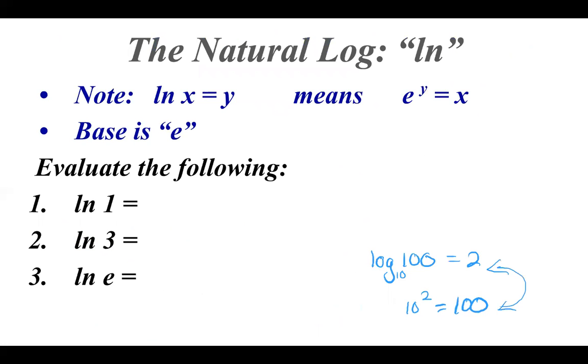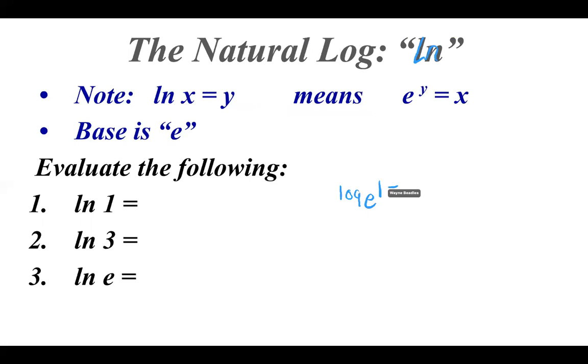Now with e, sometimes we have e, and that's this natural log. It looks like a 1n, it's really ln with a lowercase l. It means natural log, and its base is e. So log base e of 1 is not written that way. We write it natural log of 1. And log base e of 3, you would write as natural log of 3.